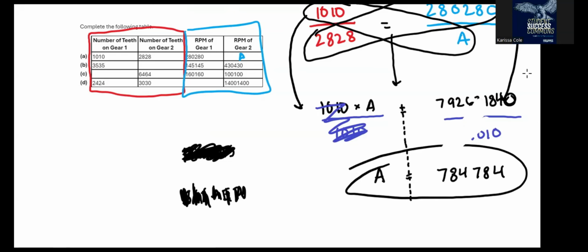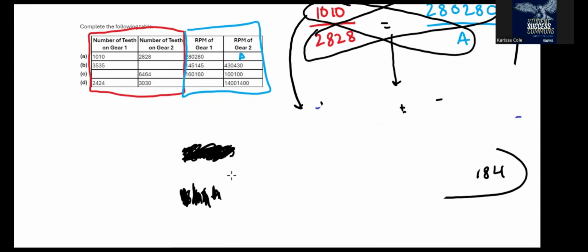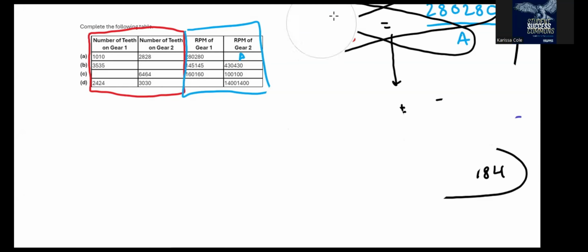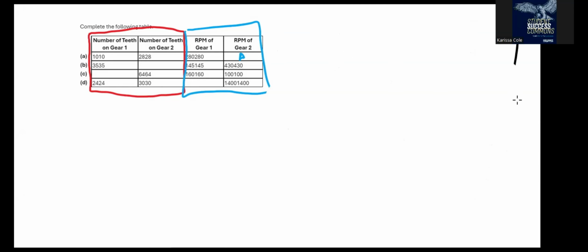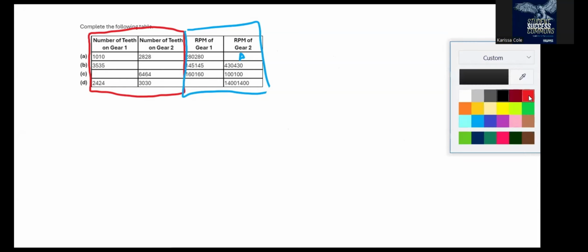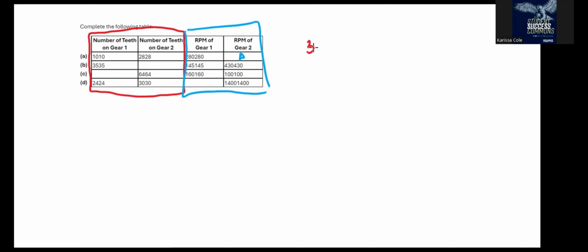Okay, so let me erase what we got. We did that one. Let's do the next one. I'm going to be looking in row B, and again I'm going to set up a ratio with the numbers in the red box. I've got 35, and there's nothing right here, so I'm just going to put a B in there because I'm on part B.